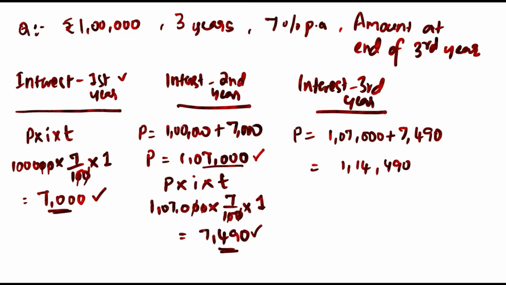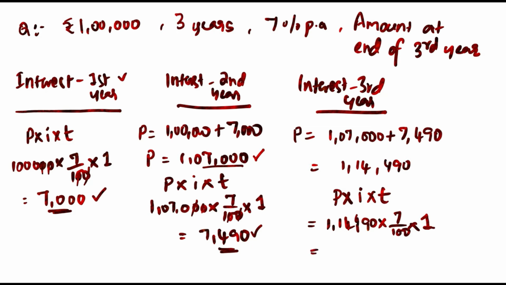1,14,490. Okay, so you can add for this 7,000 another 7,000, it becomes 14,000. 1,14,490. Fine. Now write the formula, principal into interest into time. So the principal here is 1,14,490 into interest rate is 7 by 100 into 1, that is third year. So write it just as 1.